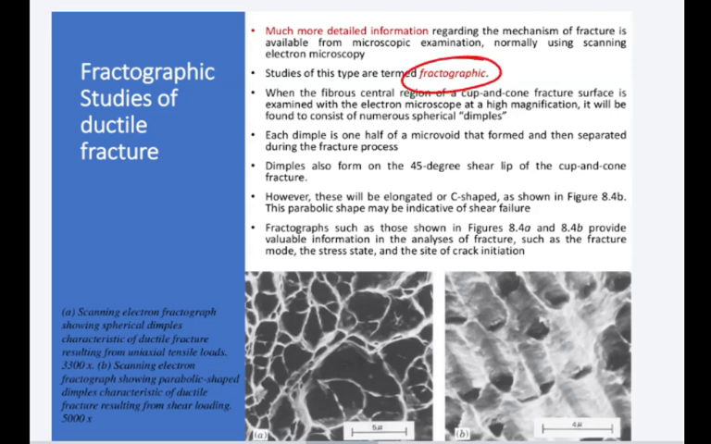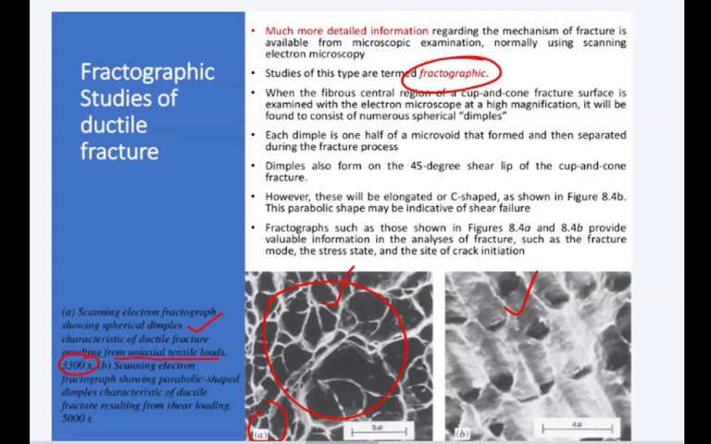Now here you see we have two images, this one and this one. These two images are taken using the scanning electron microscope. And figure A, this one, shows the characteristic of ductile fracture resulting from uniaxial tensile load. So due to ductile fracture, you see this is at 3300 times magnification. So using a scanning electron microscope, when we see the image of the ductile fracture, we will see this type of structure. Now this type of structure, what is here? We see dimples, right? Look here.